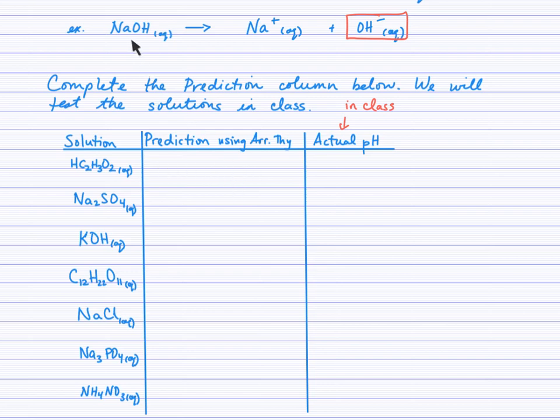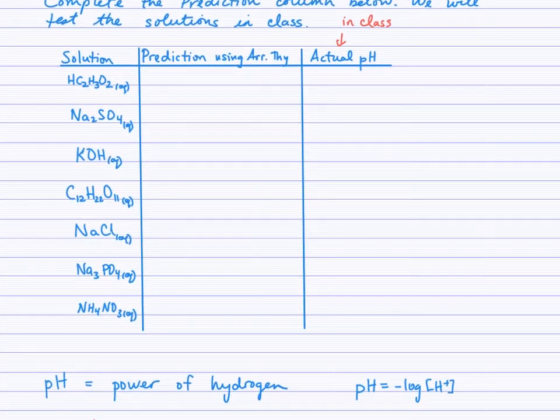So you're writing an equation the way we did for sodium hydroxide or the way we did for HCl. So try to do that and see what you come up with, and leave this column blank. We're going to test them in class and you'll see what you come up with. Okay, moving on.